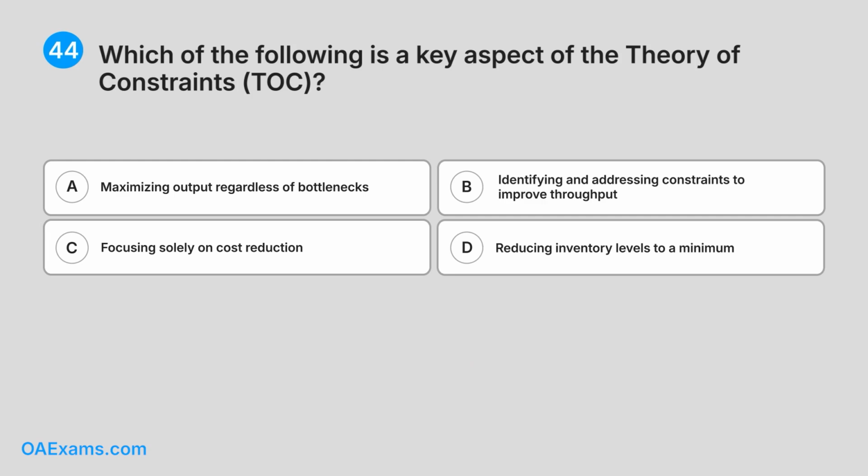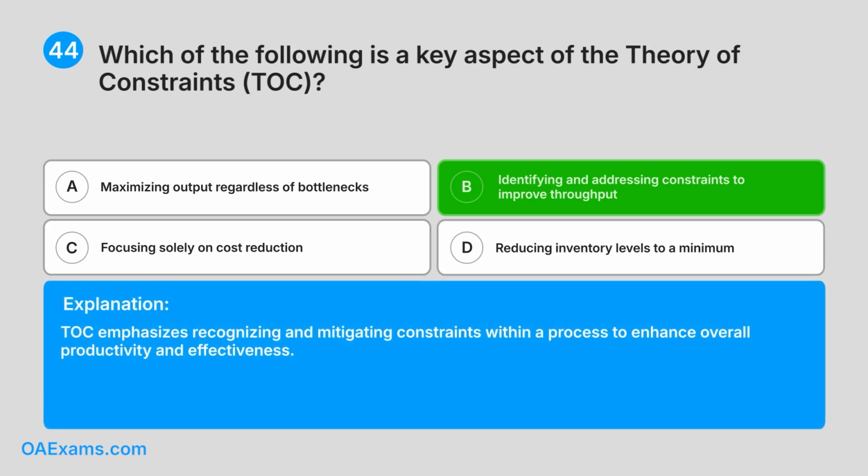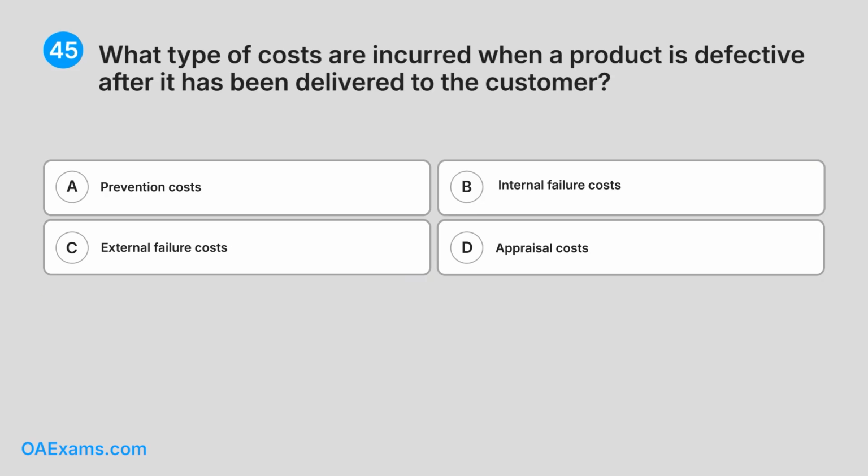Correct answer. B. Identifying and addressing constraints to improve throughput. Explanation. TOC emphasizes recognizing and mitigating constraints within a process to enhance overall productivity and effectiveness. 45. What type of costs are incurred when a product is defective after it has been delivered to the customer?